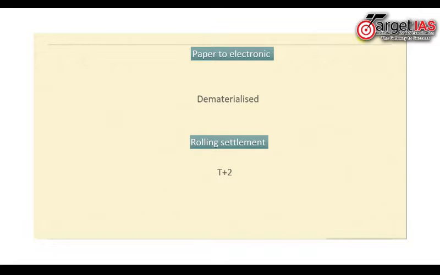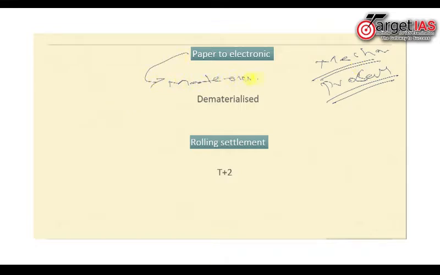Moving on to the mechanism. What is the process? What is the mechanism? Initially, it was a paper format, material format. When you buy the securities, they used to transfer the material, which means they are assuring you, like a slip which you receive while doing ATM transactions. So they will give you an invoice. So that is the material.